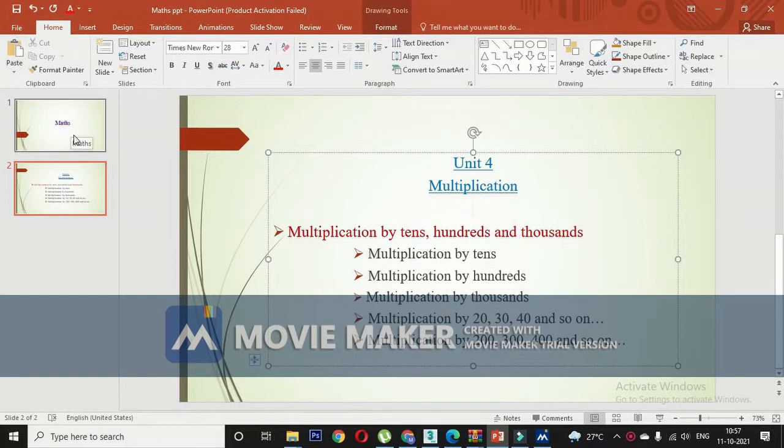Children, in the last class we learned multiplying a number by two-digit numbers, isn't it? In today's class we are going to learn about the multiplication by tens, hundreds and thousands, okay? So in that we are going to learn about the multiplication by tens, multiplication by hundreds, multiplication by thousands, multiplication by 20, 30, 40 and so on, and multiplication by 200, 300, 400 and so on. Let us see some examples related to these methods.